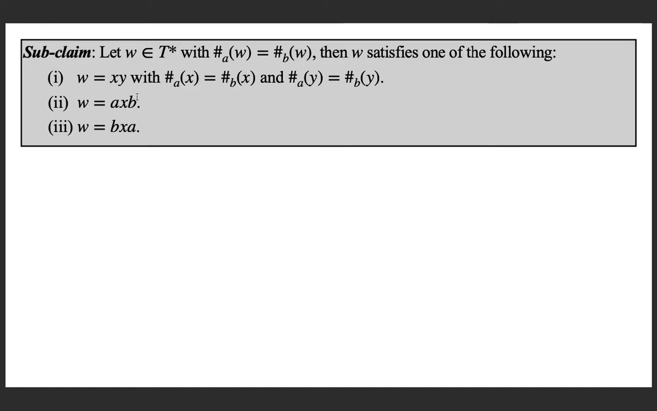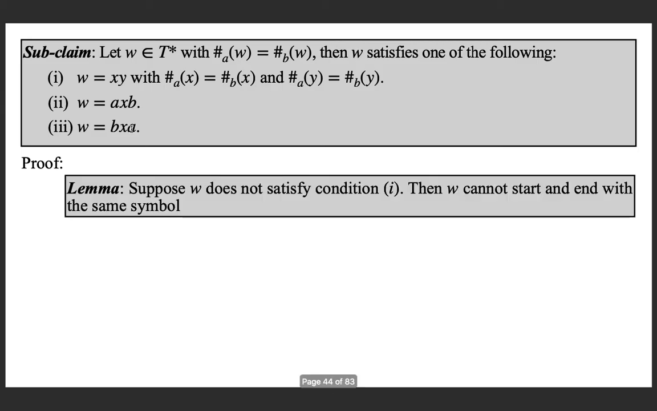If this is not the case, then W either starts with A and ends with B, or starts with B and ends with A. It's not very clear why this is so, but we are going to prove it using a lemma. And the lemma says, suppose W does not satisfy the first condition, that is, W is in the language, meaning W contains an equal number of A's and B's, but we cannot split it into 2 strings X and Y such that each of them also satisfies the condition.